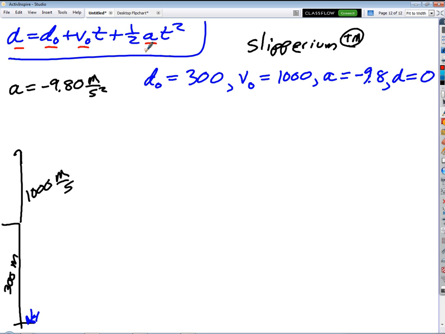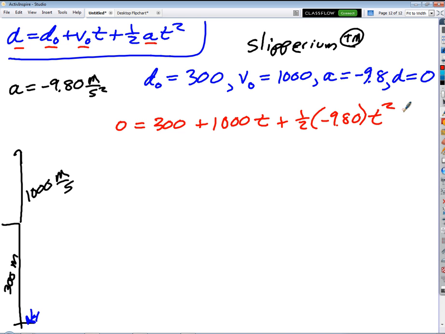Oh, yeah, it shows up twice. Okay. So what do we get when we plug all this stuff in there? We're going to get 0 equals 300, we'll just leave the units off, plus 1,000t plus 1/2 times negative 9.8 t squared.